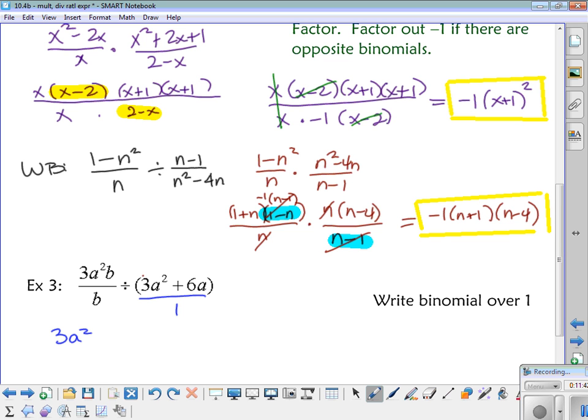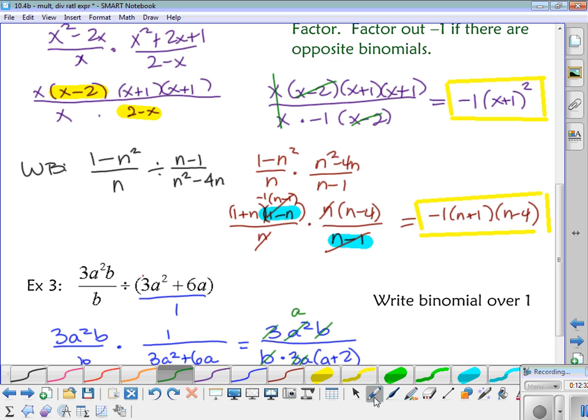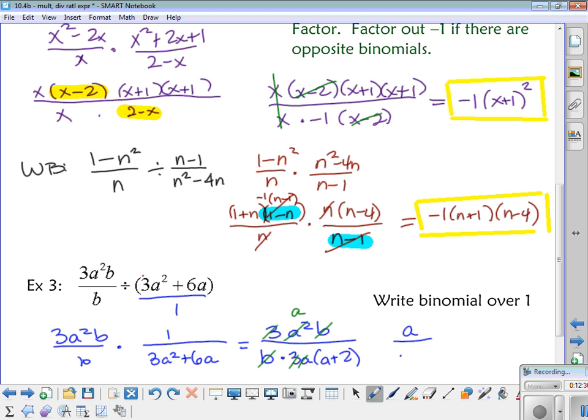So I'll have 3a squared b over b times 1 over 3a squared plus 6a. And I'm going to go ahead and factor that bottom one. And so I can take out a 3a, and I'm left with a plus 2. All right. Now if I start reducing, I can see that my b's are going to cancel out, and my 3's are going to cancel out. And then one of the a's on top will cancel out, and I'm just left with a. So the answer ends up being a over a plus 2.